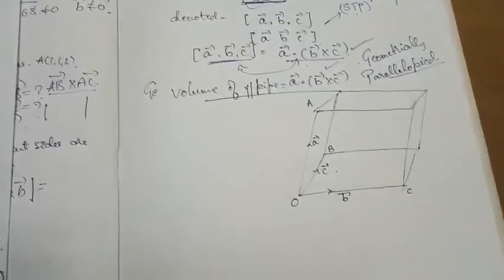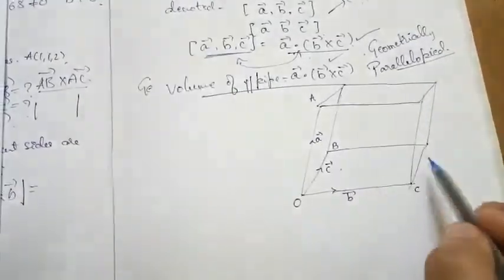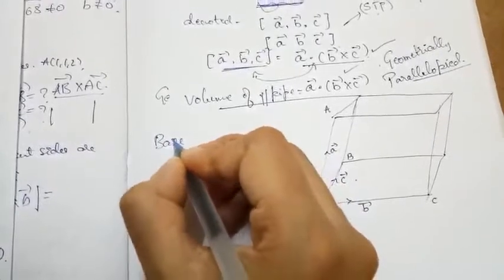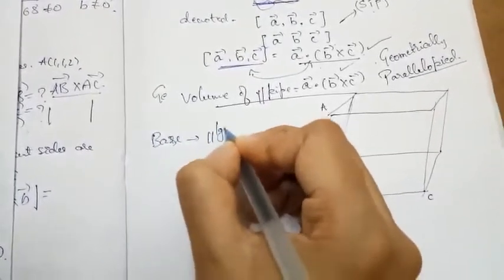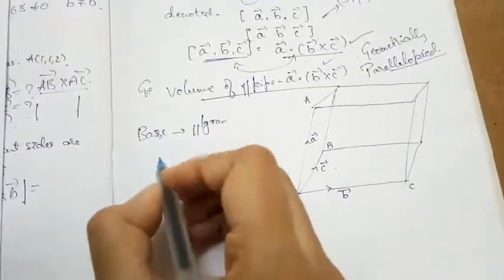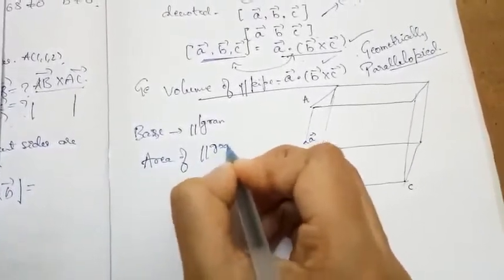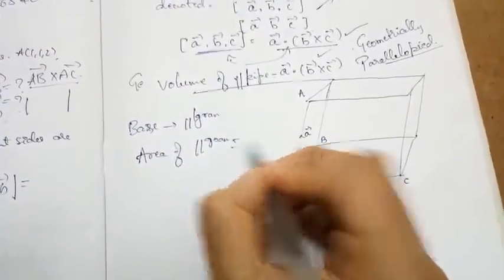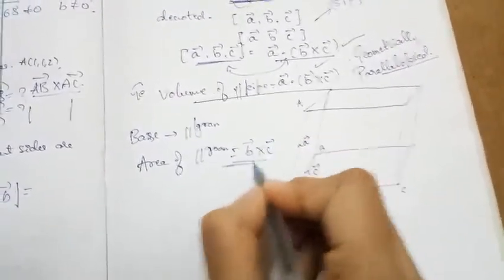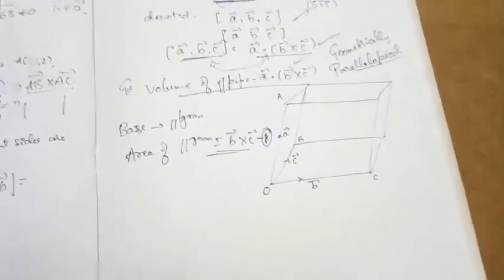So let us understand how it is. First, let us consider the base. The base of a parallelepiped is obviously a parallelogram, you can see it. And we already know the area of a parallelogram. When it comes to dot product and cross product, we have learned that the area of a parallelogram is nothing but the magnitude of vector B cross C. I will call this equation 1.